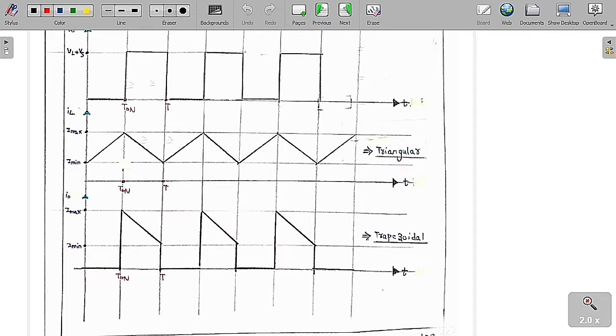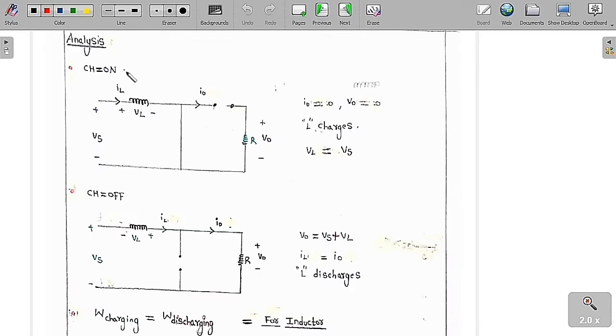Whereas the output current is trapezoidal in shape. So the inductor current is triangular in shape, whereas the output current is trapezoidal in shape. So we are going to analyze this circuit in a very detailed manner.